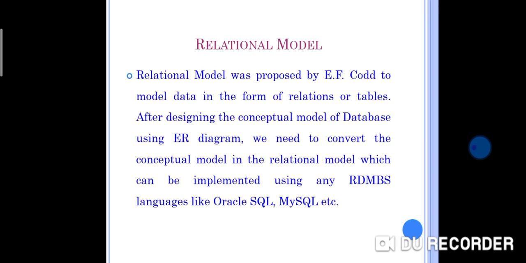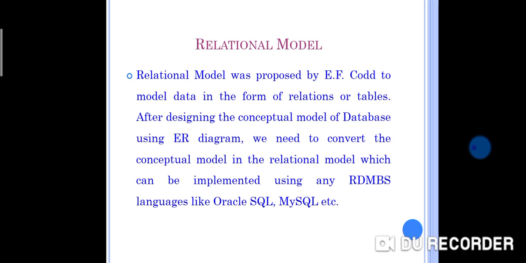Then we go for the relational model. In this model, data is organized in two-dimensional tables and the relationship is maintained by storing a common field. This model was introduced by E.F. Codd in the 1970s, and since then it has been the most widely used database model. In fact, we can say it is the only database model used around the world.